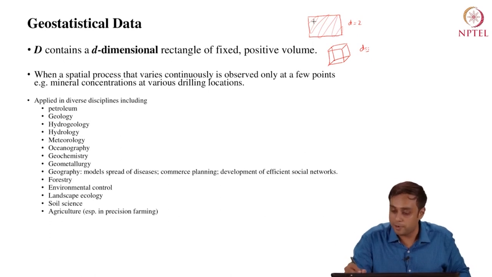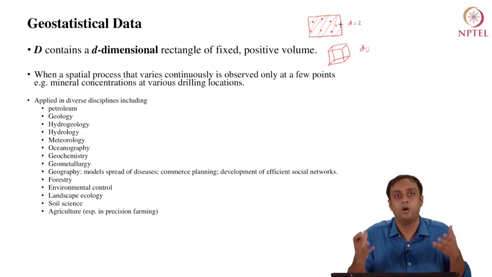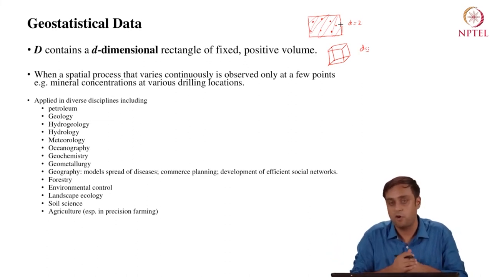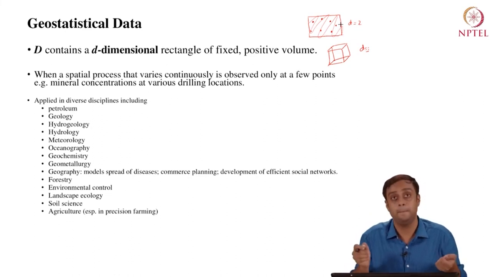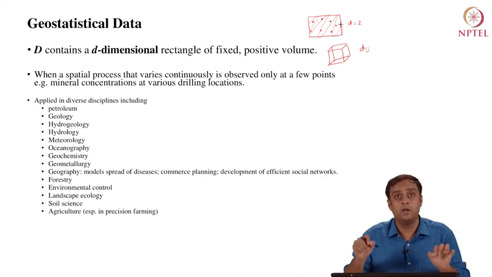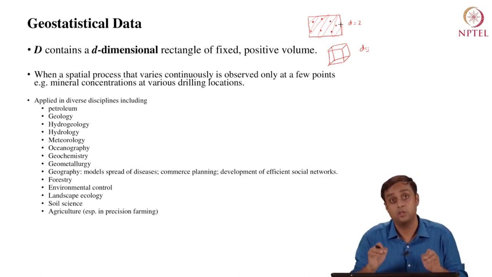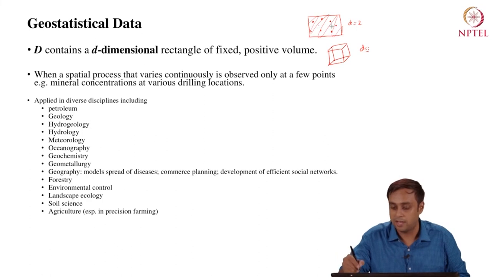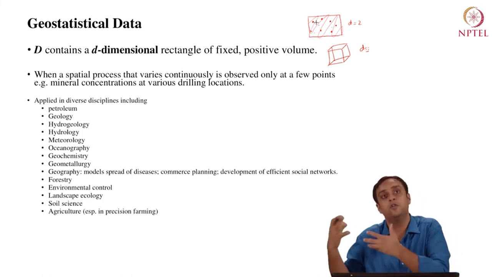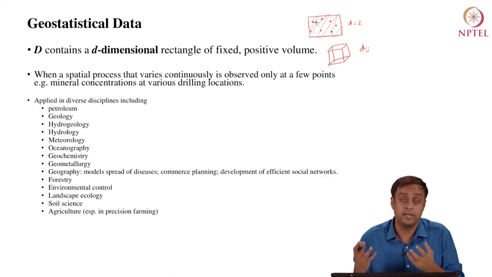But I can only monitor or observe whether or not I can find oil, or how much is the quantity, what's the level or depth where I can extract oil from, at only certain search locations, right? Practically I can only probe certain locations in D, right? Although I am probing only certain locations, there are possible observations at every location in D. So you have infinitely many points in D where you can find the quantity or quality of oil that is available, right? So that is what is called a geostatistical data set.